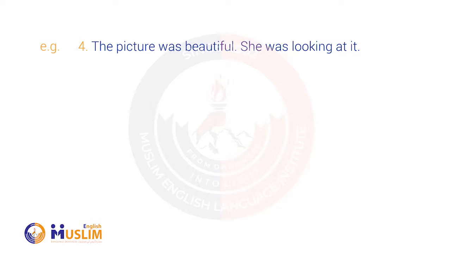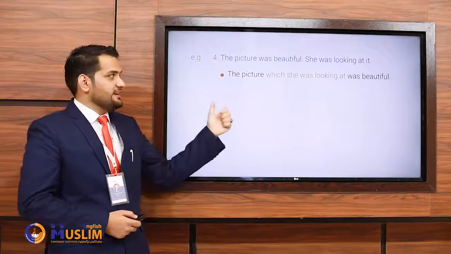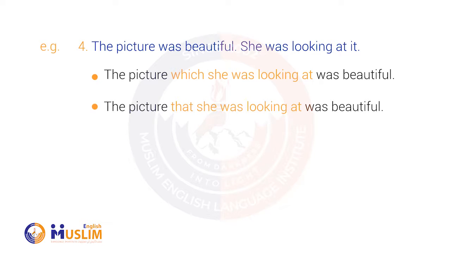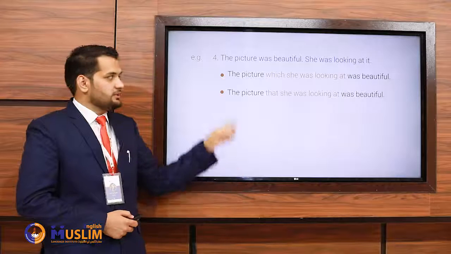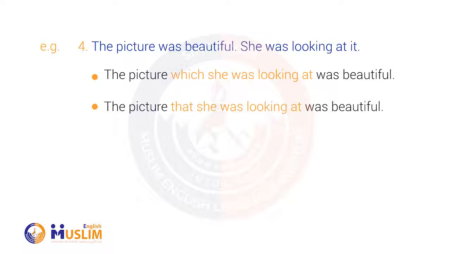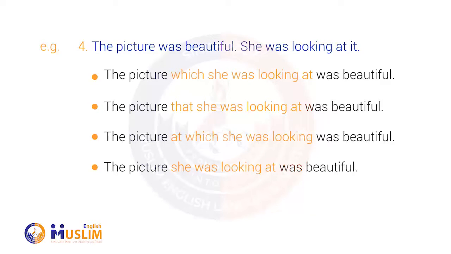Number four, the picture was beautiful. She was looking at it. If you want to make an adjective clause, you can say, the picture which she was looking at was beautiful. Or, the picture that she was looking at was beautiful. This is formal and this is informal. The picture at which she was looking was beautiful. Or, you can also say, the picture she was looking at was beautiful. We don't have any relative pronoun here.